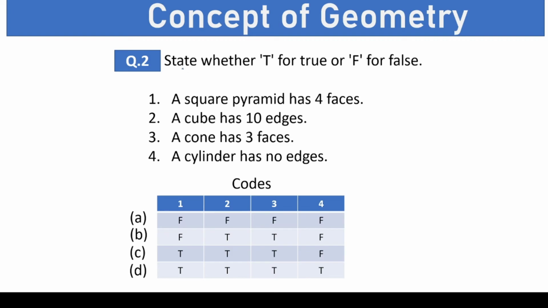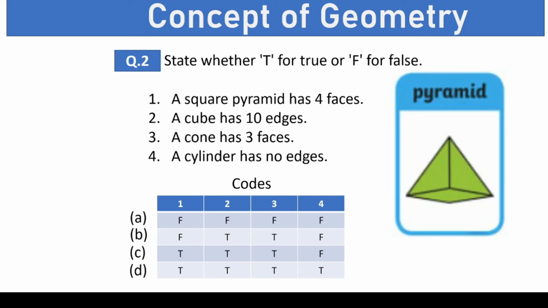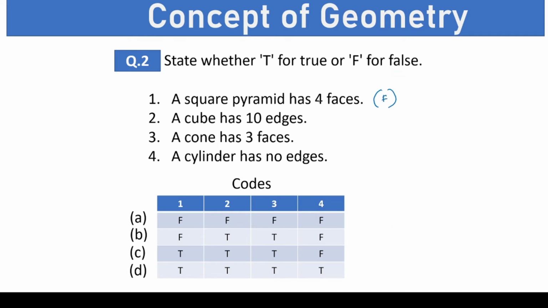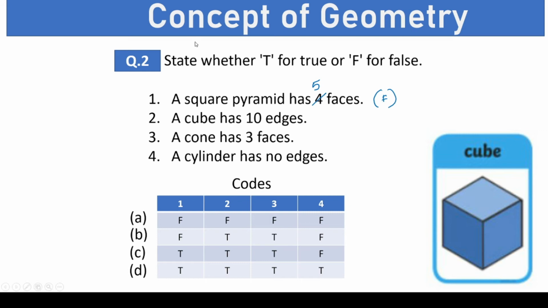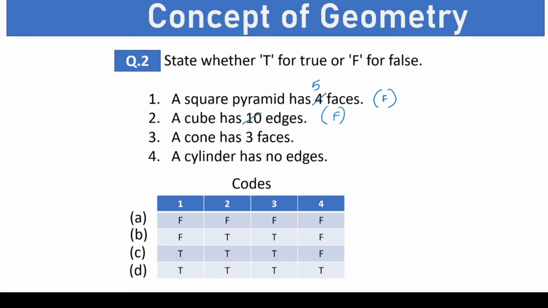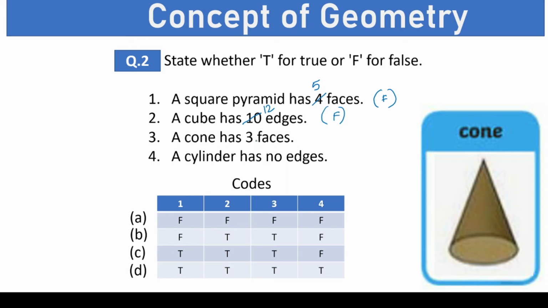Next question. State whether true or false. A square pyramid has 4 faces. Do you remember? Well, this is false because a square pyramid has 5 faces. Next question. A cube has 10 edges. Do you remember? Well, this is also false. A cube has 12 edges. How about the third one? A cone has 3 faces. False again. A cone only has 2 faces, the below circular and the triangular cone.